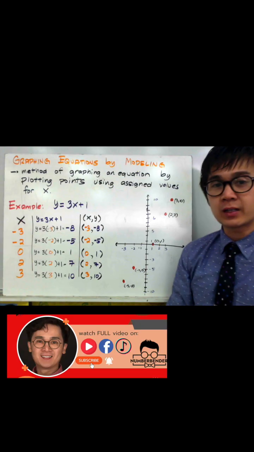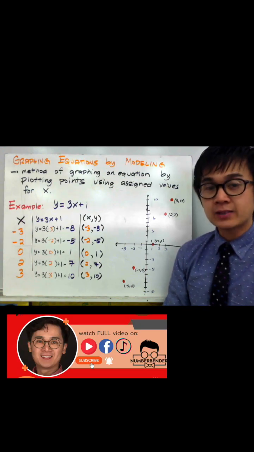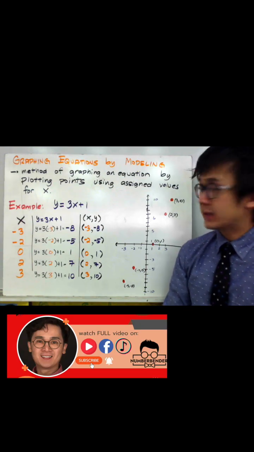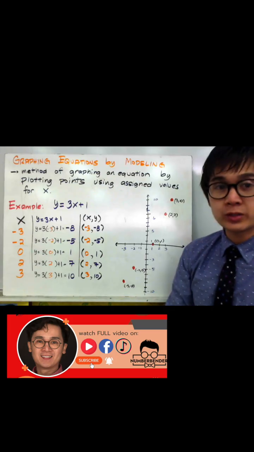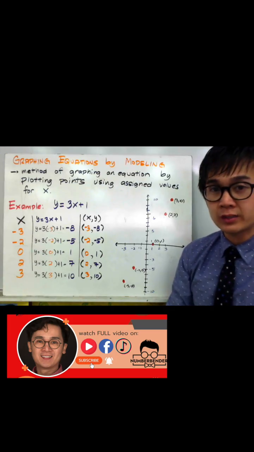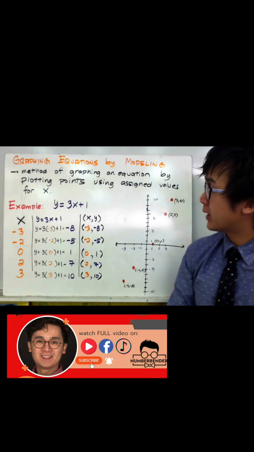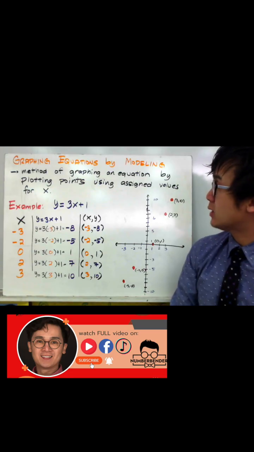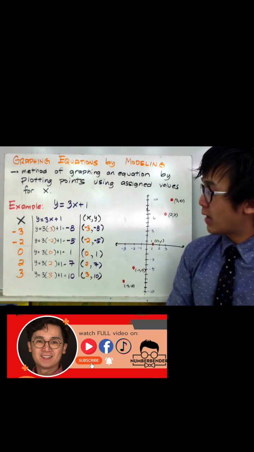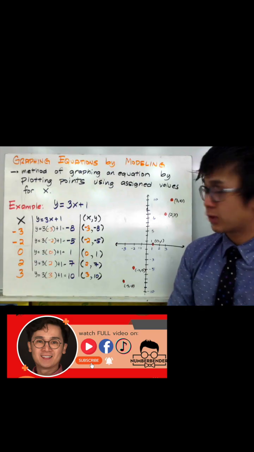One of the basic skills that we need to learn in algebra is how to graph an equation. For today, the method that we're going to use in graphing an equation is what we call modeling. Modeling is basically a method of graphing an equation by plotting points using the assigned values for x. So on our first example, we have y equal to 3x plus 1.